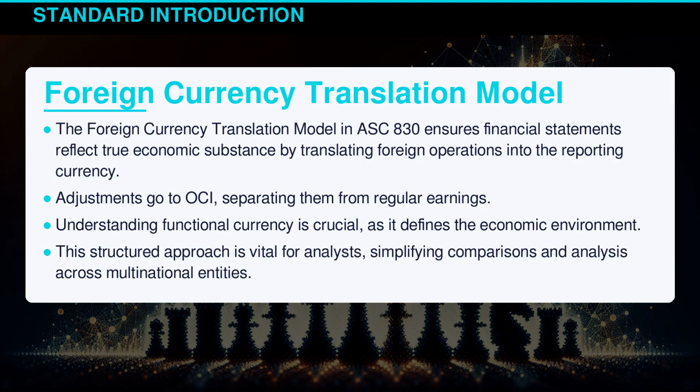The foreign currency translation model in ASC 830 ensures financial statements reflect true economic substance by translating foreign operations into the reporting currency. Adjustments go to OCI, separating them from regular earnings. Understanding functional currency is crucial as it defines the economic environment. This structured approach is vital for analysts, simplifying comparisons and analysis across multinational entities.